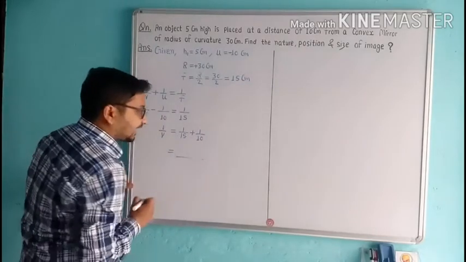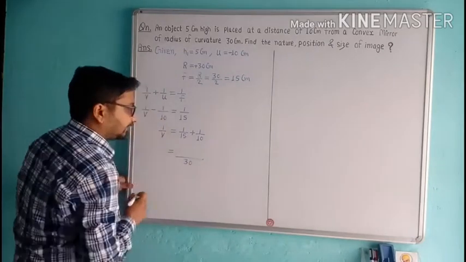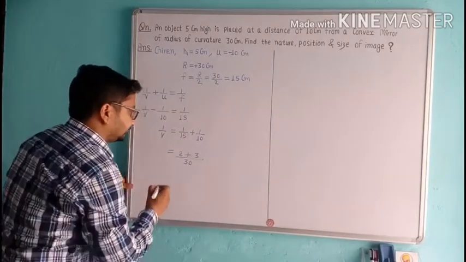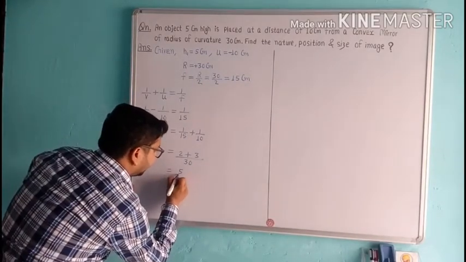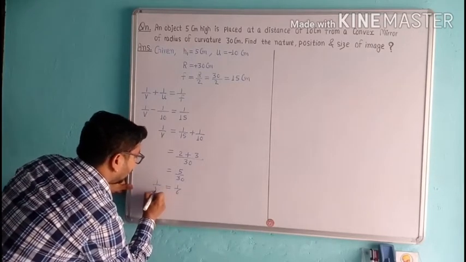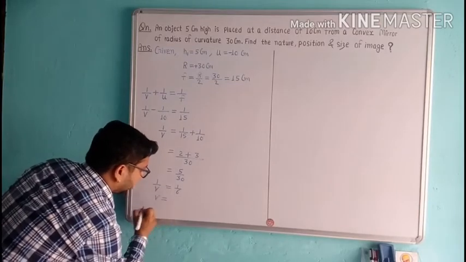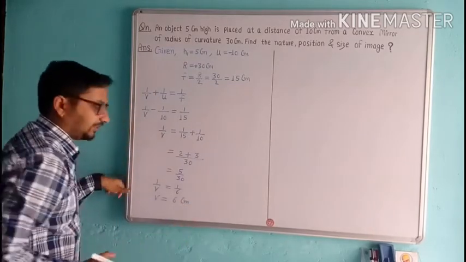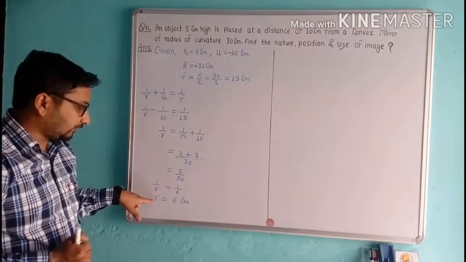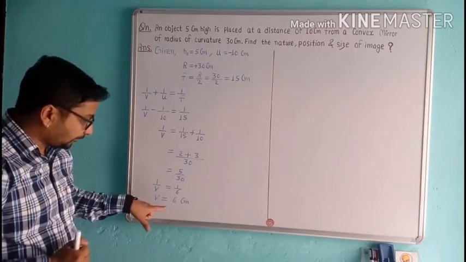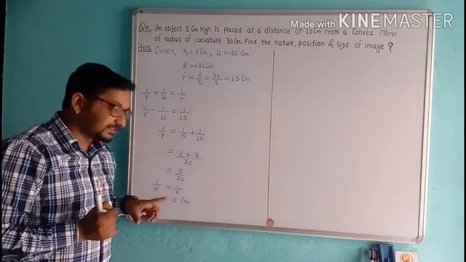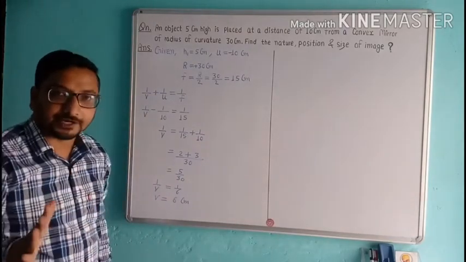Now take LCM, 30. 15 twos are 30, plus 10 threes are 30. That is 5 upon 30, that is 1 by 6. This is the value of 1 upon V. So taking the reciprocal, V is equal to 6 centimeter. 1 upon V is equal to 1 upon 6, so V is equal to 6 centimeter. Now V comes out plus 6.